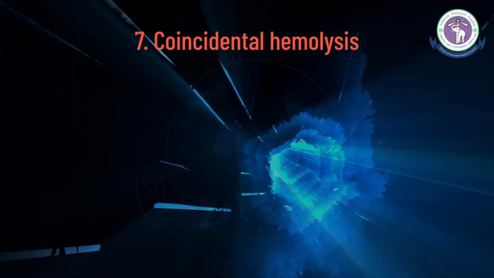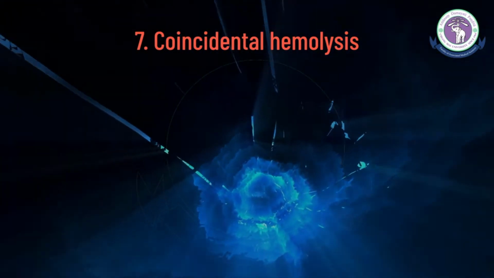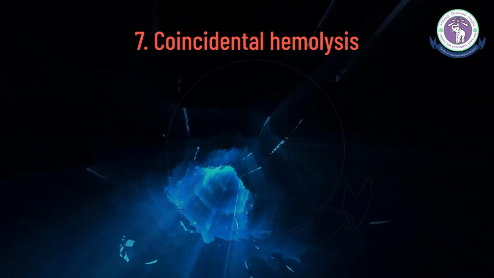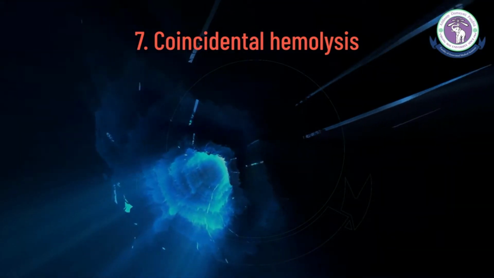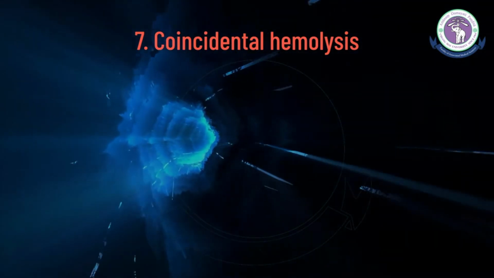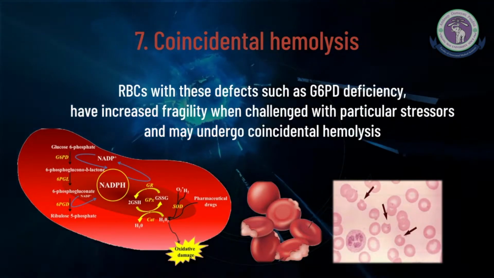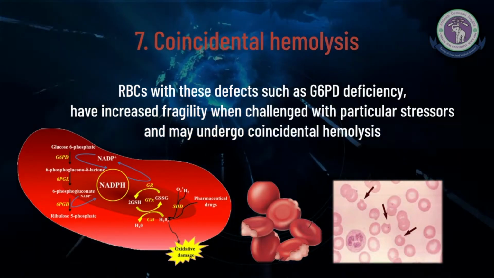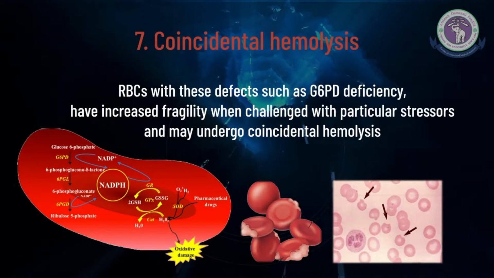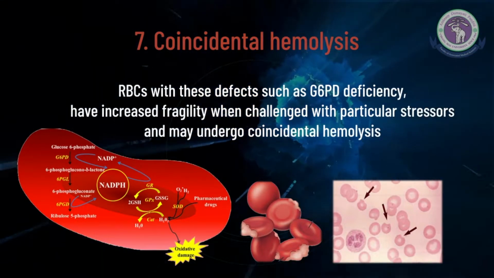Lastly, coincidental hemolysis. When both immune and non-immune causes of hemolysis have been excluded, the possibility of an intrinsic red cell membrane defect in the patient or even in the transfused red blood cells should be considered. Red blood cells with these defects, such as G6PD deficiency, have increased fragility when challenged with particular stressors and may undergo coincidental hemolysis.